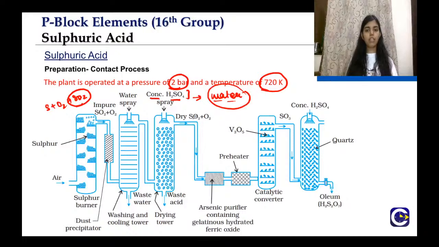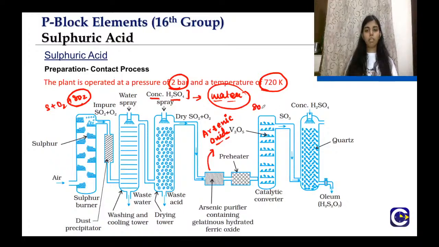Now this dry SO2 plus O2 is passed through an arsenic purifier. That means it will remove all the arsenic oxide. Then this particular mixture is led into a preheater, right? And here the catalyst, that is vanadium pentaoxide, is added.